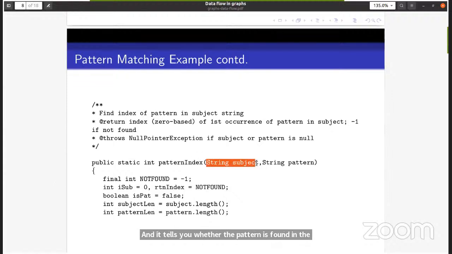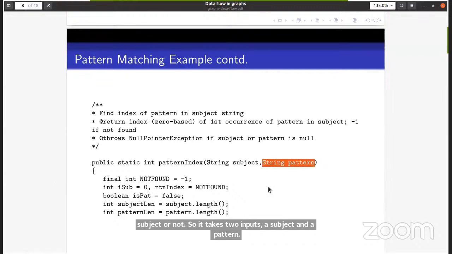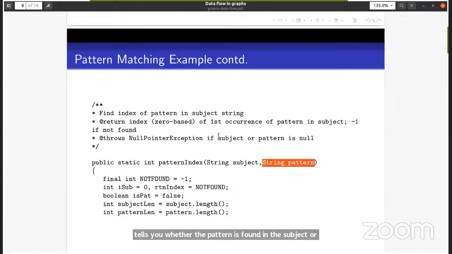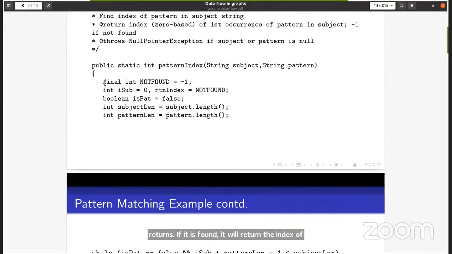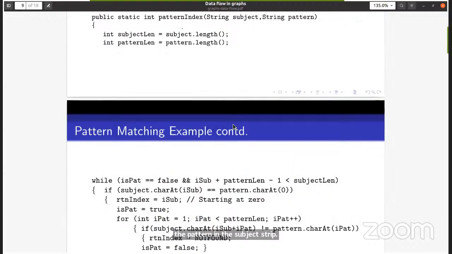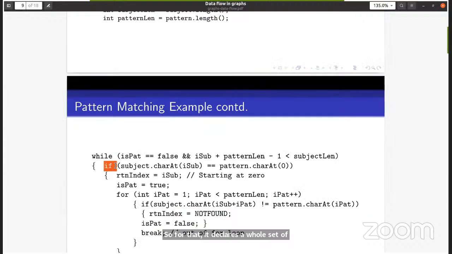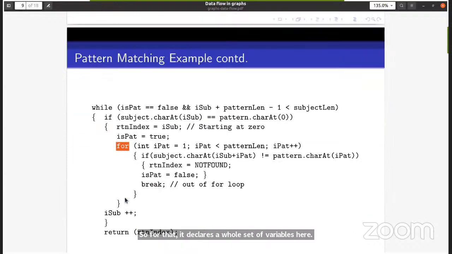It takes 2 inputs, a subject and a pattern, and tells you whether the pattern is found in the subject or not. If it's not found, it returns -1. If it is found, it will return the index of the pattern in the subject string. For that, it declares a whole set of variables here. And then there is a while loop, an if statement. This follows some algorithm. There's a for loop.